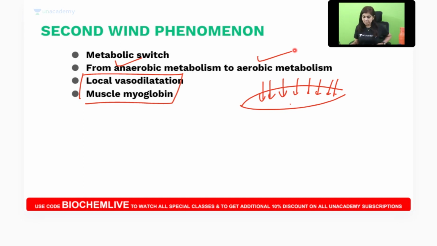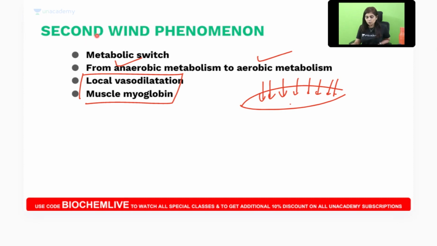How to bring vasodilatation? Have you heard of the autoregulatory mechanism in the cardiovascular system? So whenever there is an increase in the rate of metabolism in a tissue, because of local autoregulation, there will be vasodilatation. That's a normal phenomenon that happens. That's why I told you, second wind is not only for McArdle's, all of you. We also have second wind. It is not an abnormal phenomenon.